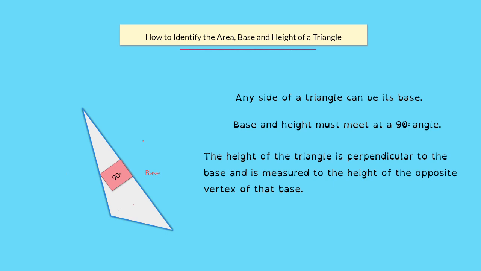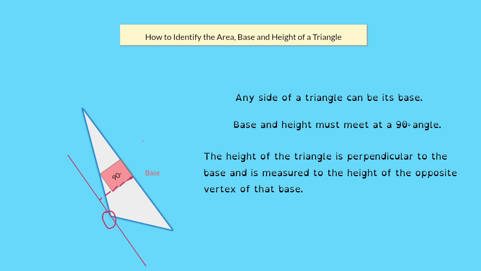I have a 90-degree angle, so my base is perpendicular to my height. Now my height needs to reach to the opposite vertex. We've already established that this is the opposite vertex. Here, this is the opposite vertex. And so my height needs to reach to that point. So I'll draw a dashed line from my base at the 90-degree angle up to the height of this opposite vertex.